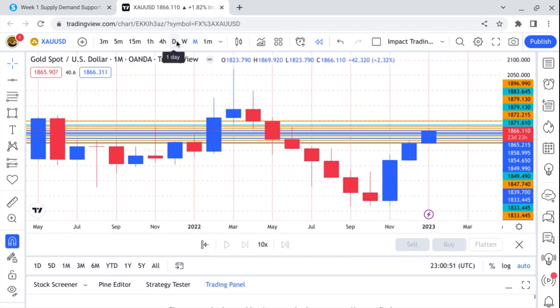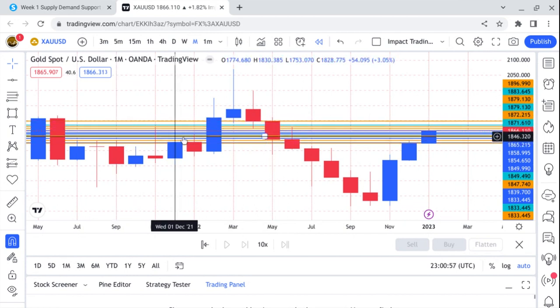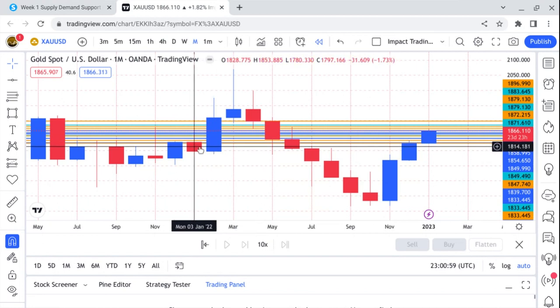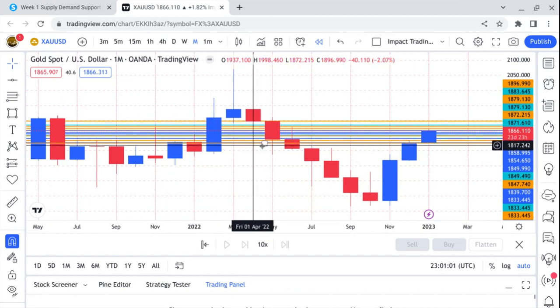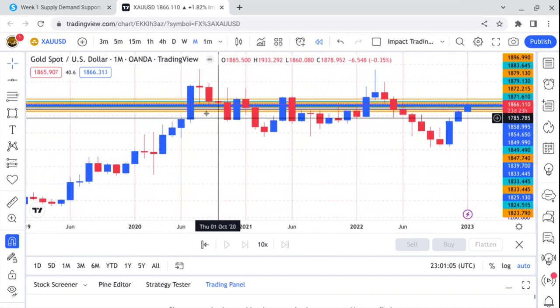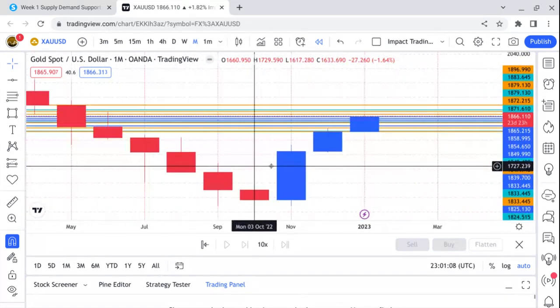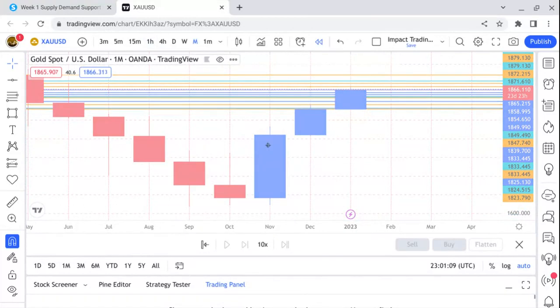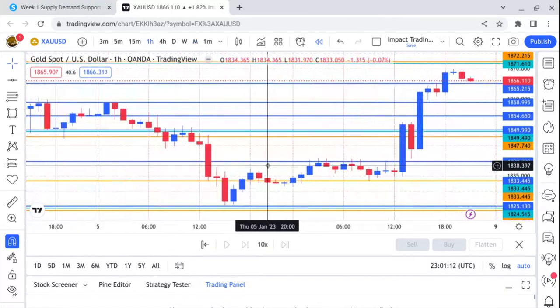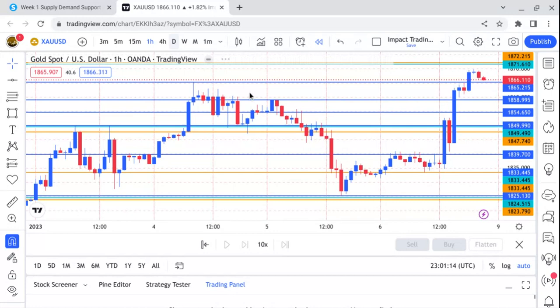Now remember, we just went back in time and drew these lines. We drew our supply and demand and support resistance levels from 2022, from April, May, June. So we know historically there are already orders at these levels. So now what we want to do is go to the day.